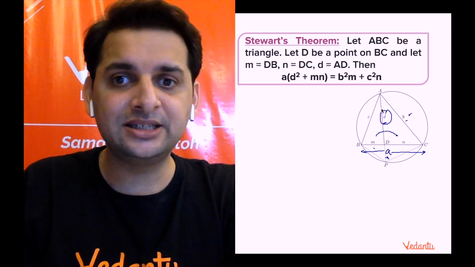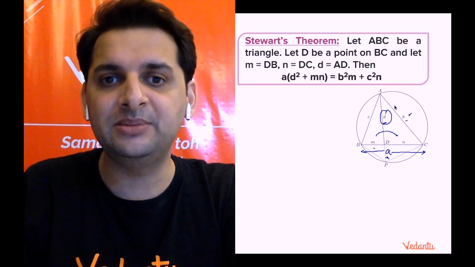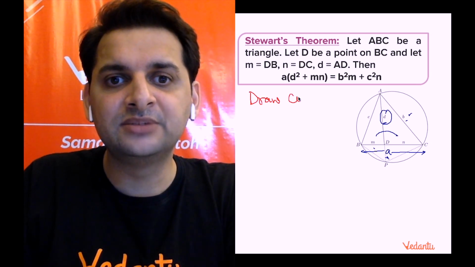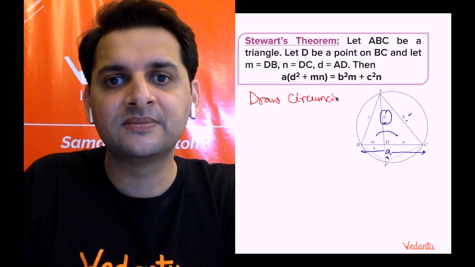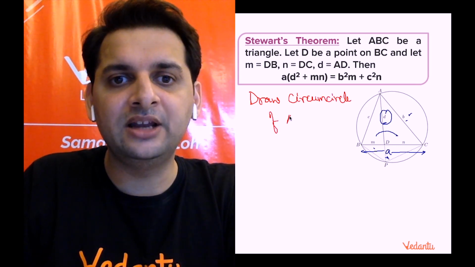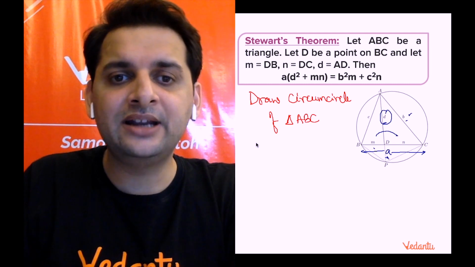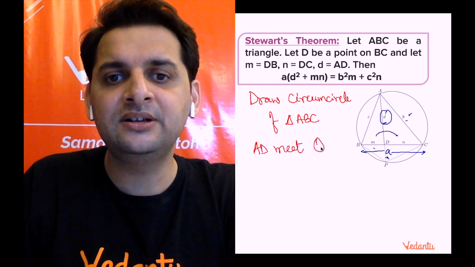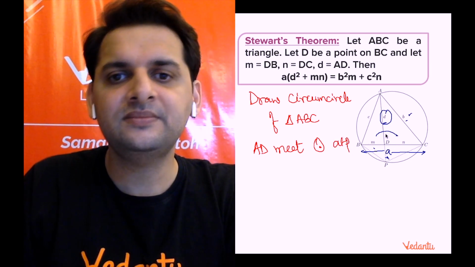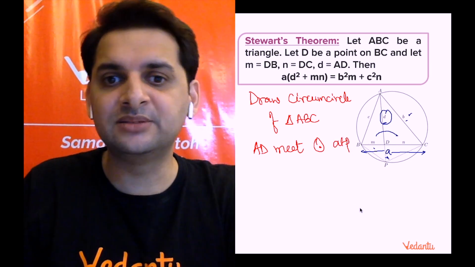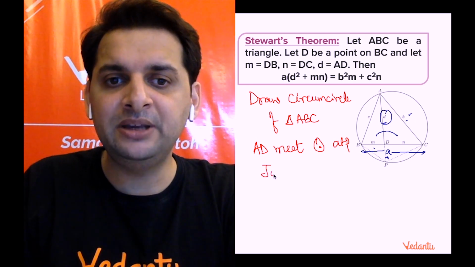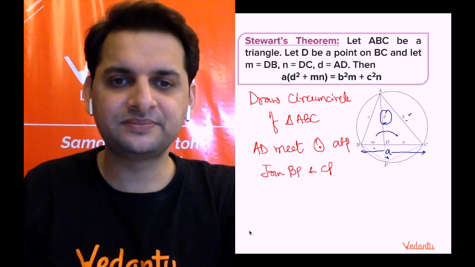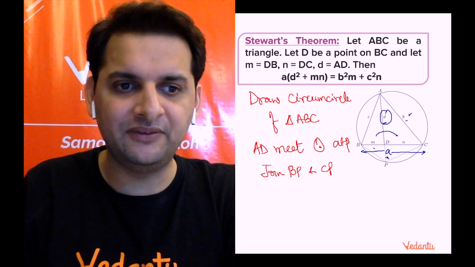So what we do, guys, is we draw the circumcircle of triangle ABC. So the construction is draw the circumcircle of triangle ABC and let AD meet the circumcircle at P. We join BP and join CP. Now, what do we have here?